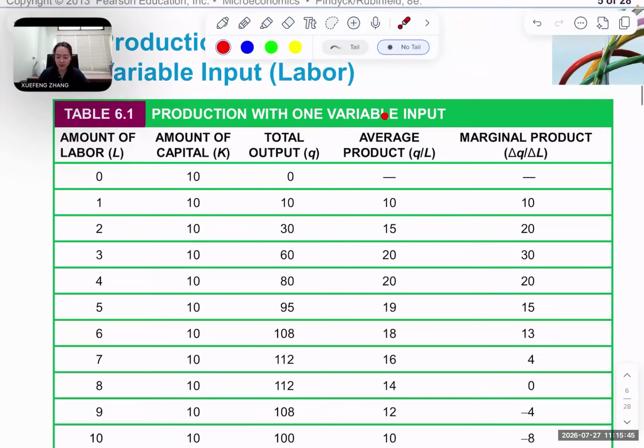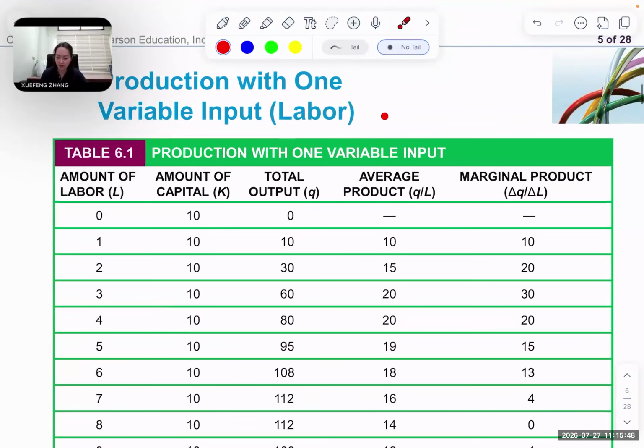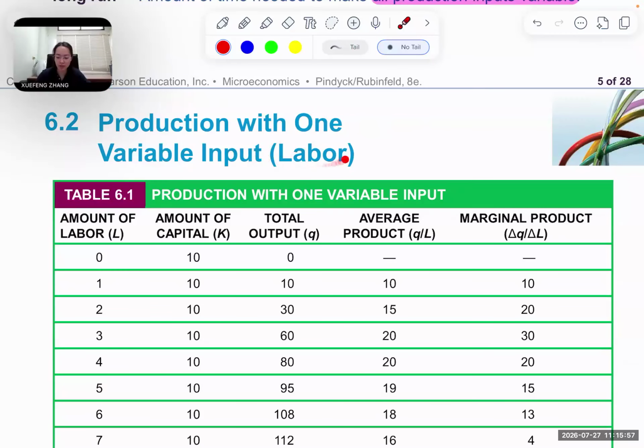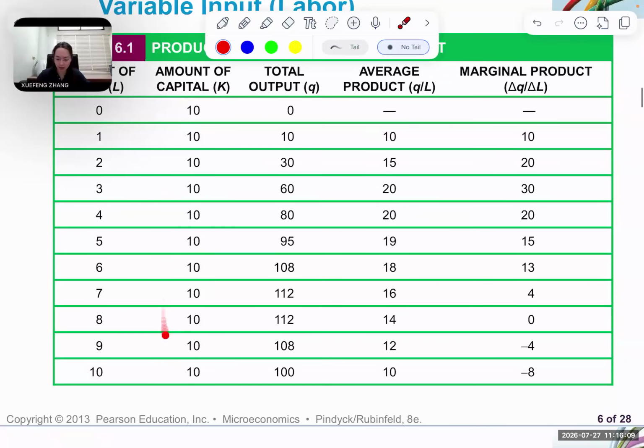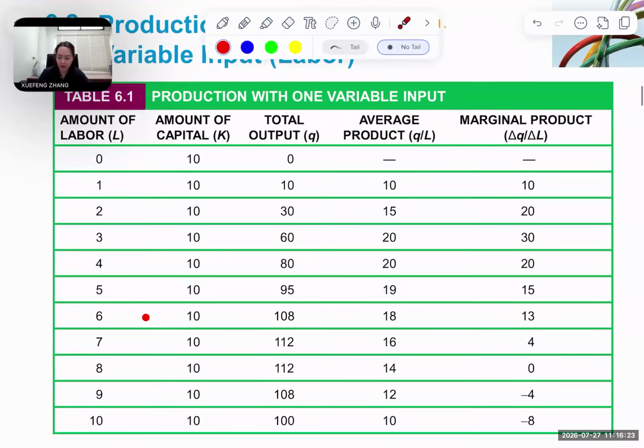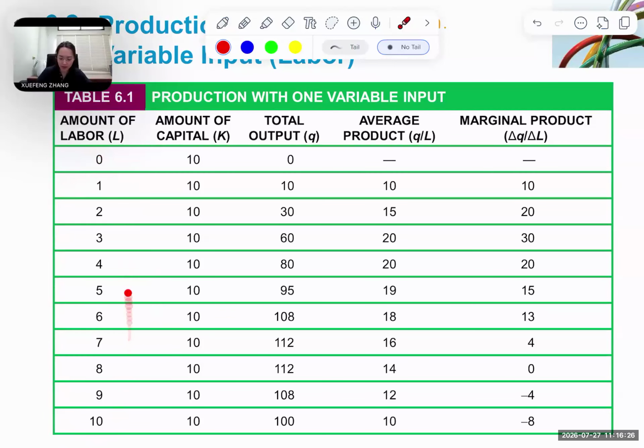Next one, 6.2. This table is very important. Okay, very important. So now, okay, production with one variable input. Okay, so we have labor. We now assume that capital K is fixed at 10. You see here, all the way around is 10. So which means this is short run. And we only change labor, right? We only change labor. You see, labor is changing.